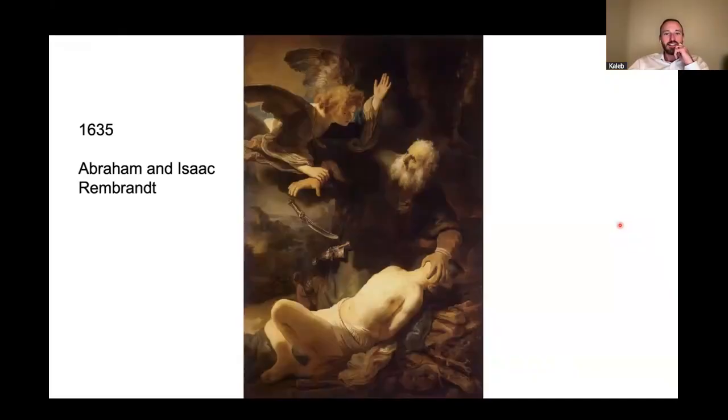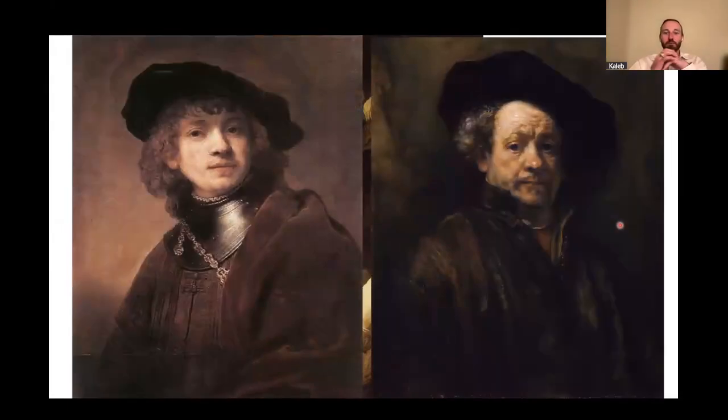This is not a picture of rosacea at all. This is just a painting that I really like called Abraham and Isaac by Rembrandt. But Rembrandt also painted self-portraits. On the left is a self-portrait of him when he was young, believed to be in his 20s. And then you can see a self-portrait of him when he's older, probably in his 50s or 60s. You can clearly see he's gone on to develop facial rosacea.